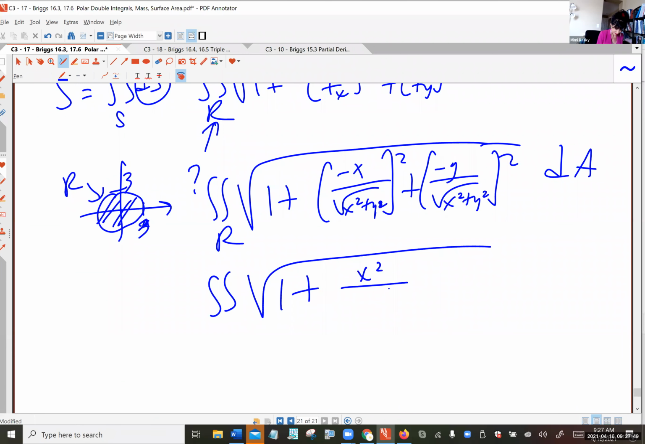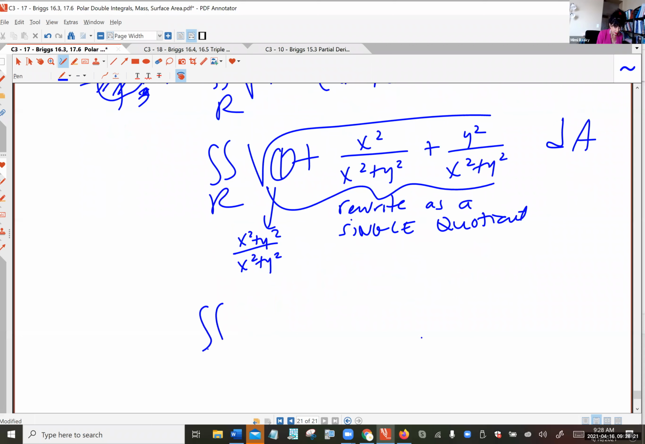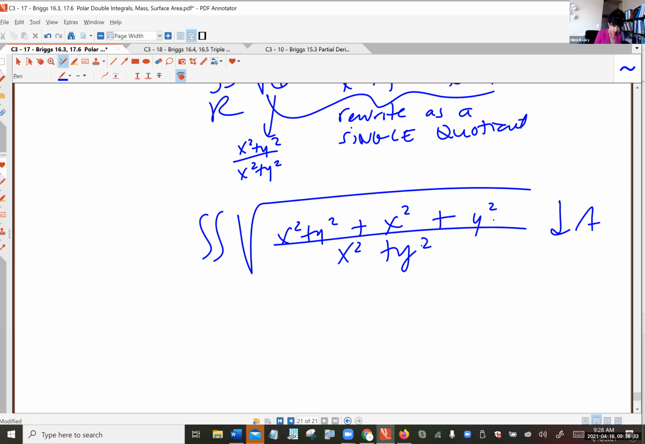But here's the good news. You're going to try to rewrite the entire radicand as a single quotient. Really? Yeah, and you can. And believe me, it's going to clean up real nicely. In other words, this 1, if you multiply the numerator and denominator of the 1 by the LCD, the 1 turns into x squared plus y squared over x squared plus y squared. And now, since all 3 terms have a common denominator, you can just sum up all of the numerators together. Watch what happens, people. This is beautiful.